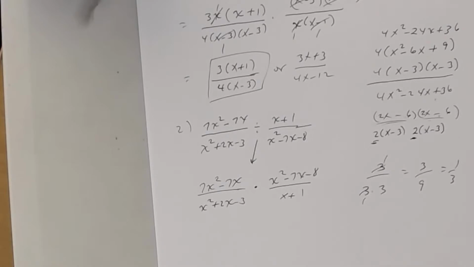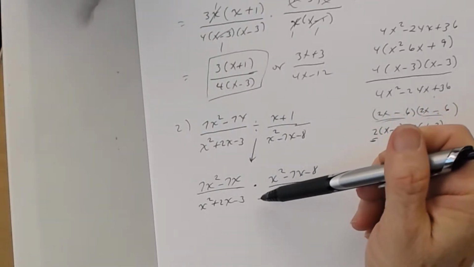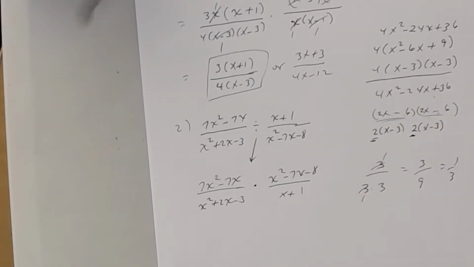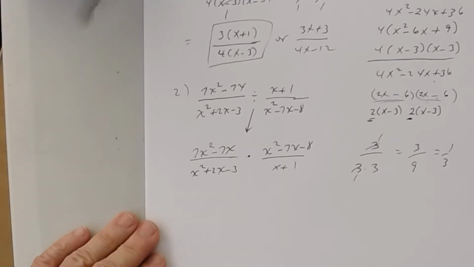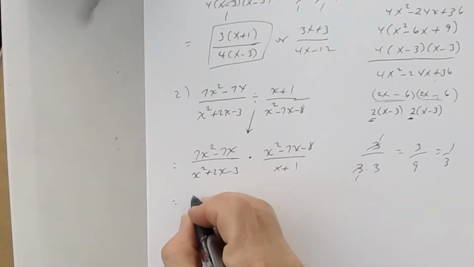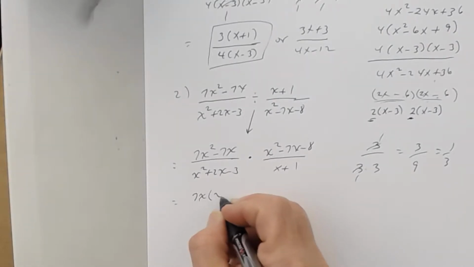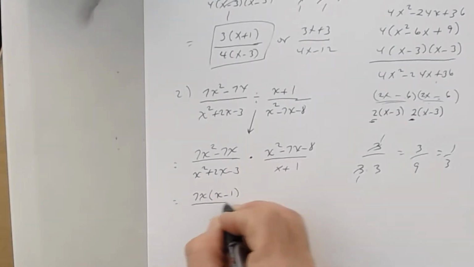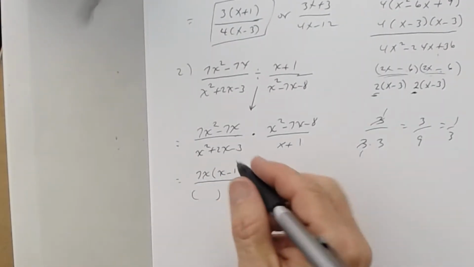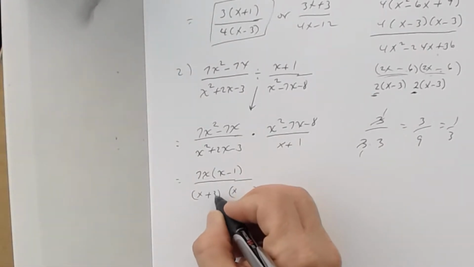So now you went from a division problem to a multiplication problem. And now the rest is what you've been doing. So what's the next step? Factor. So how can I factor that first numerator? GCF of 7x. So 7x times x minus 1. What about the denominator? I think it's 3 and 1, so it'll be x plus 3, x minus 1.